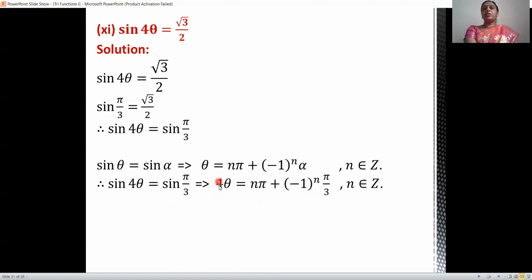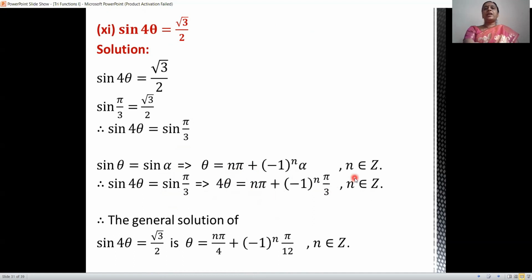Now again the coefficient of theta should be 1. Therefore, I will divide the whole equation by 4 and I will get the general solution of sin 4 theta is equal to root 3 by 2 as theta is equal to n pi by 4 plus minus 1 raised to n into pi by 12, n belongs to Z. This is our general solution of the given problem.